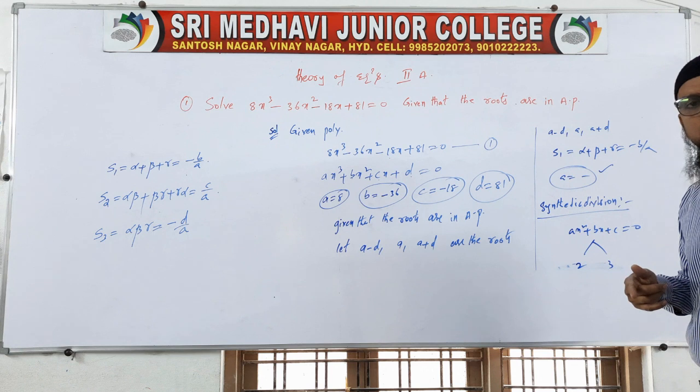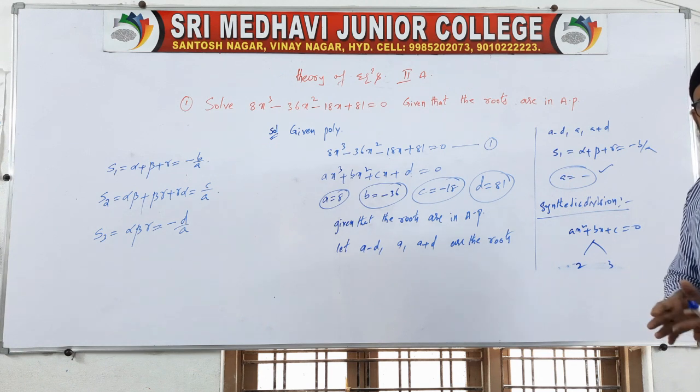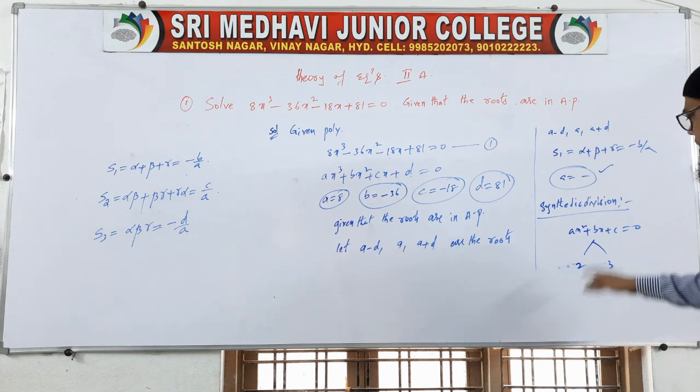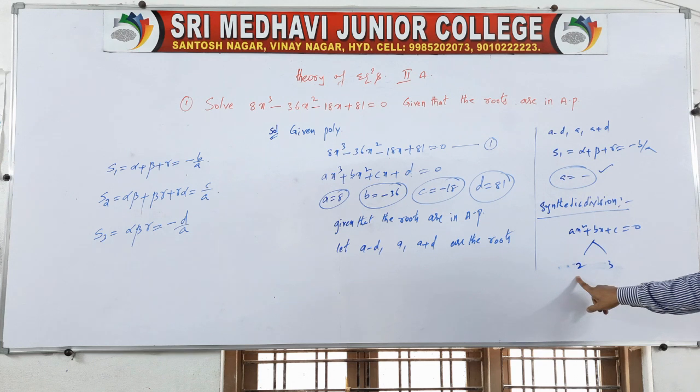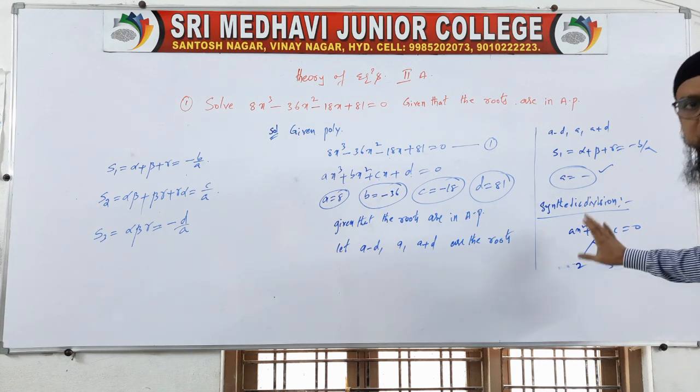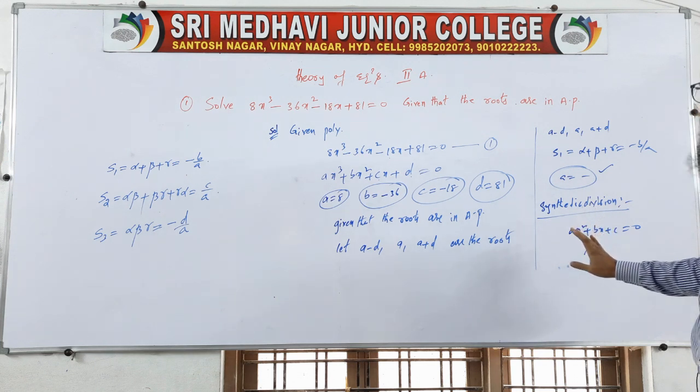You know how to split the polynomial into factors. Now I am splitting the factors here. After splitting, you will get two roots. Already one is over, this is the second root and this is the third root. This is the procedure actually explained.